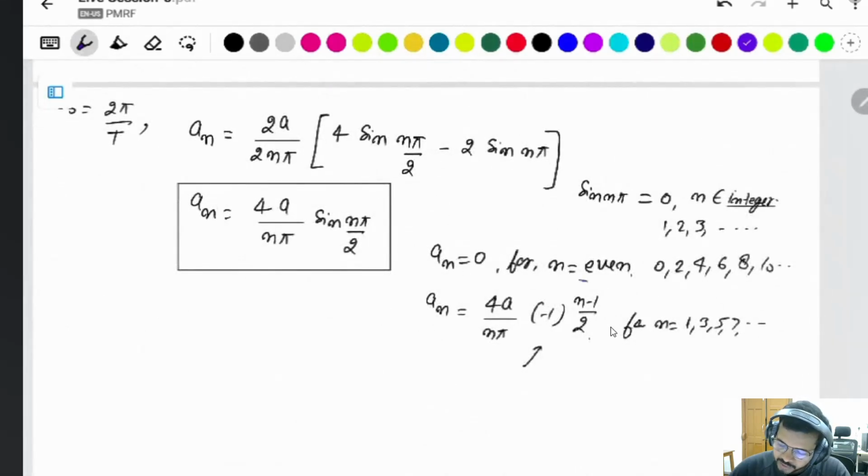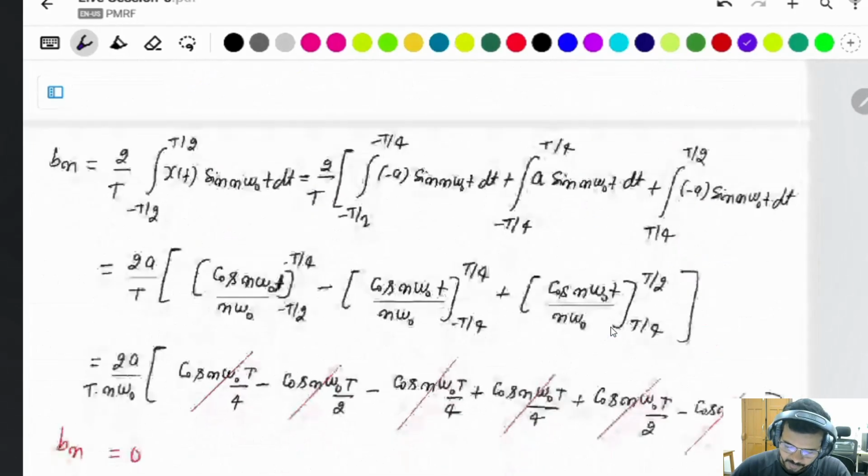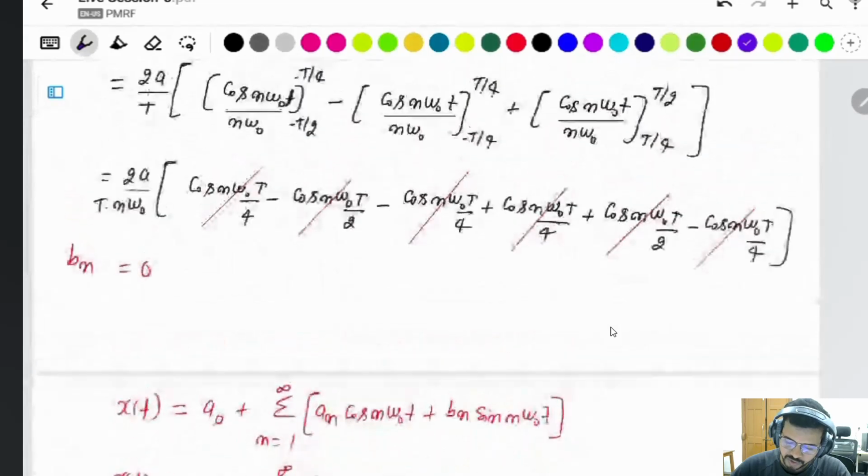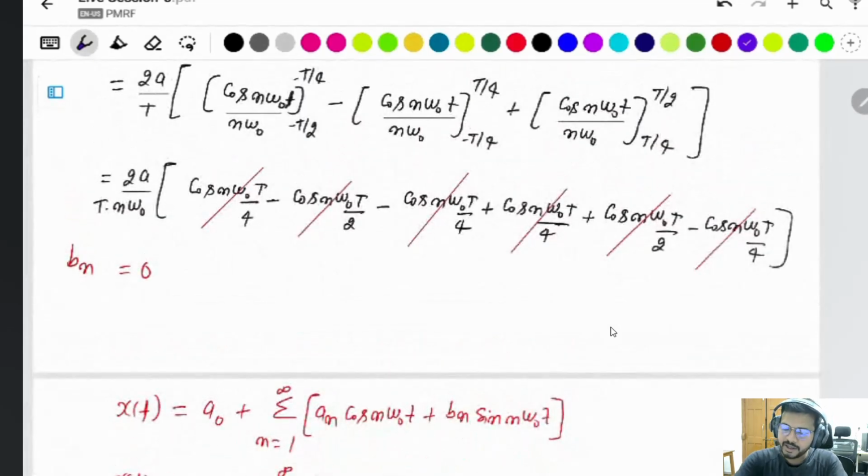This is also even, and for n equal to even harmonics, the value will be 0 because there is half wave symmetry. If there is half wave symmetry, the even harmonics will be eliminated. Only the odd harmonics are present. For the odd harmonics, this will be the An. Bn is equal to 0 because the signal is an even signal.